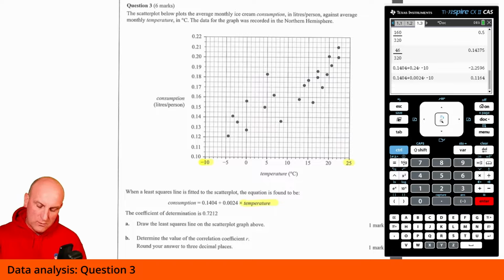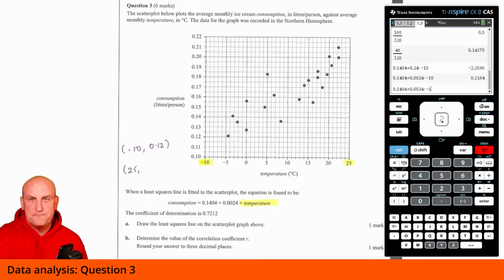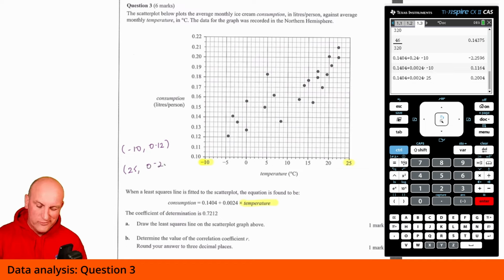So one of my coordinate points is -10, 0.12, and the other one I'm going to put in is 25. So what I'm going to do now is change that equation there, and change that minus 10 to 25, and I get 0.20. Right, nice values to choose.